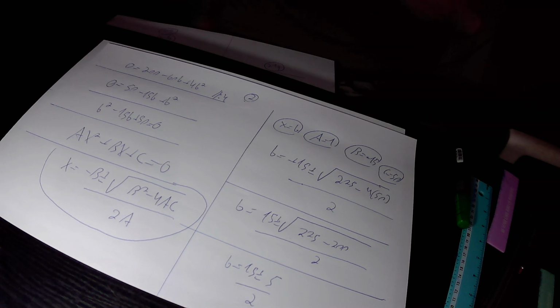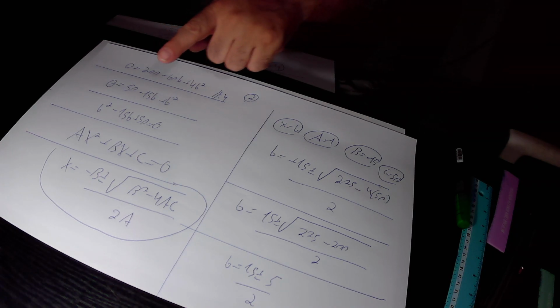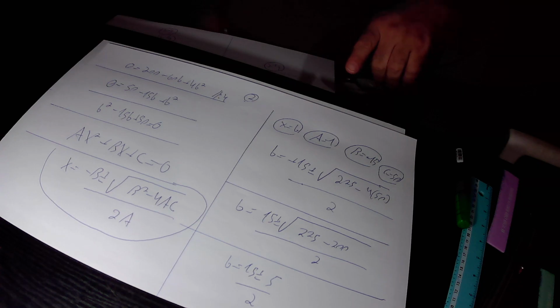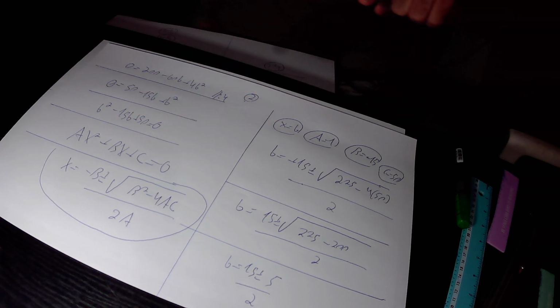So we did it, and we found that x equals B. So we substitute x by B, and it equals minus b.